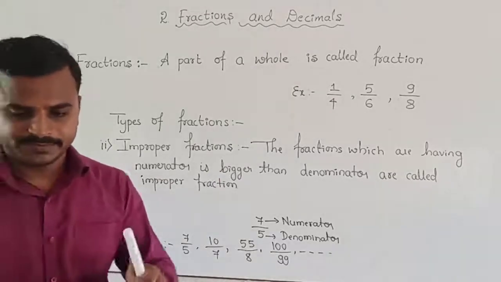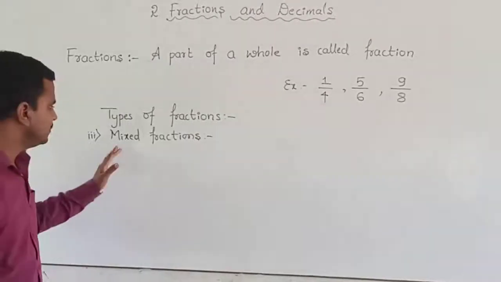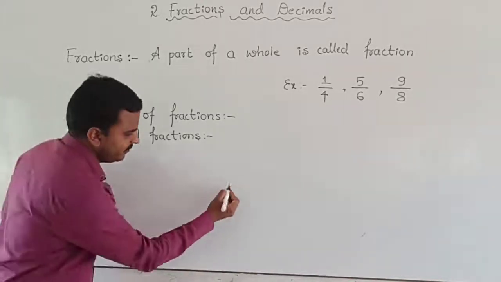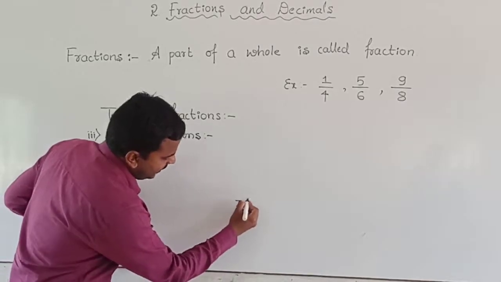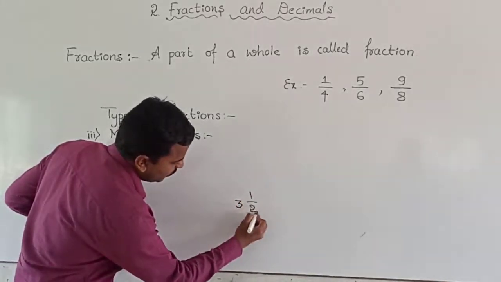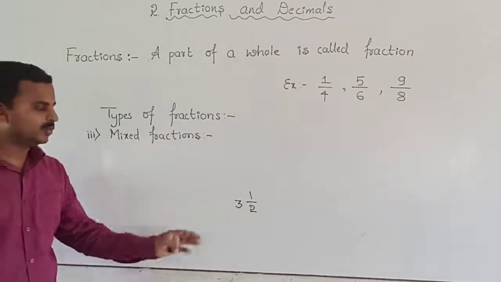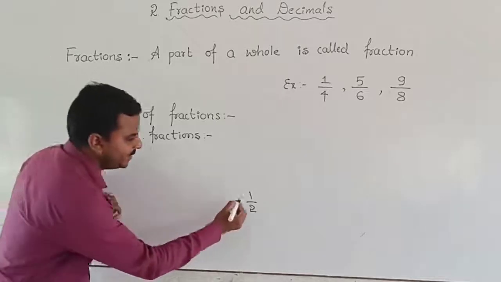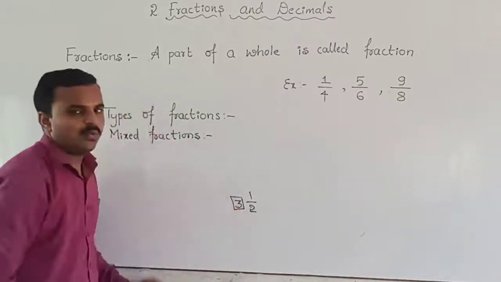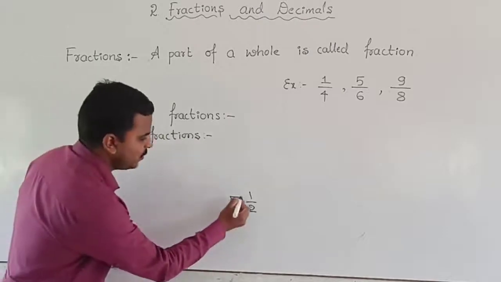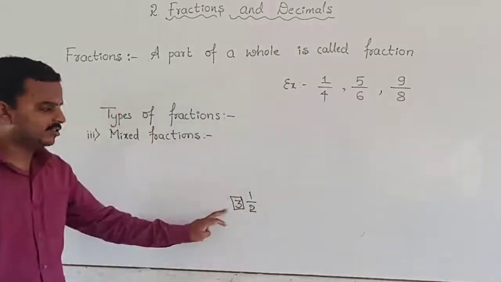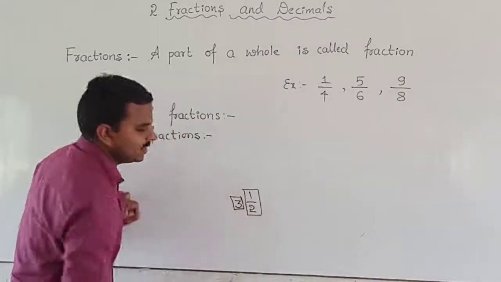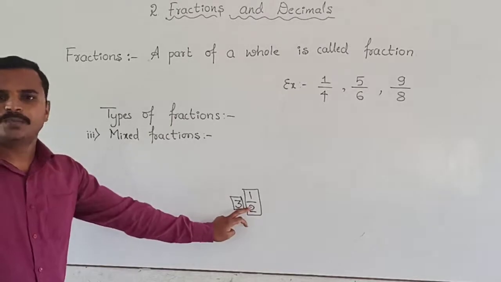Similarly, the third type. Now this third type is a mixed fraction. What is a mixed fraction? See this example, 3 and 1 by 2. This type of fraction is called a mixed fraction. See, this 3 is a whole number, a complete number, called the whole part. And this 1 by 2, which type of fraction is it? That is a proper fraction.